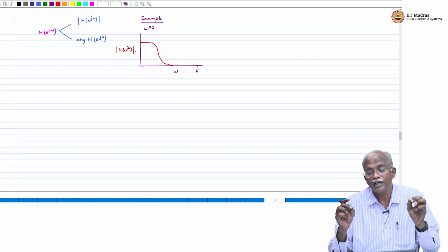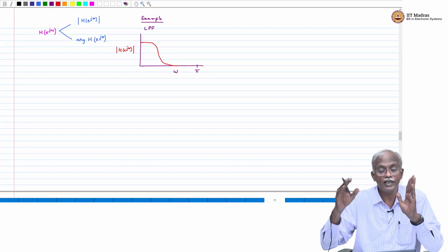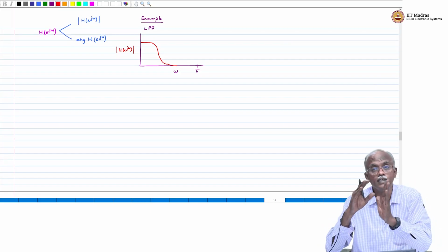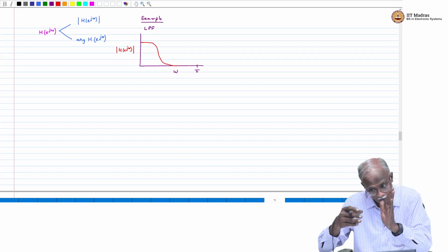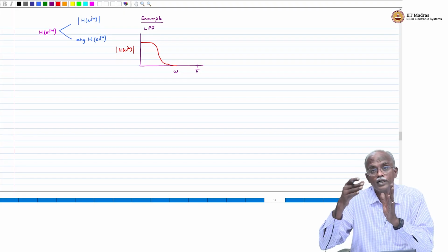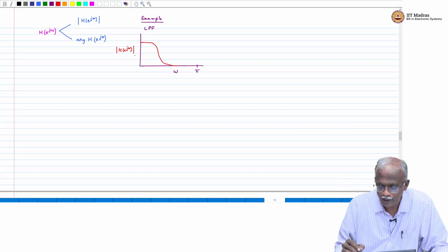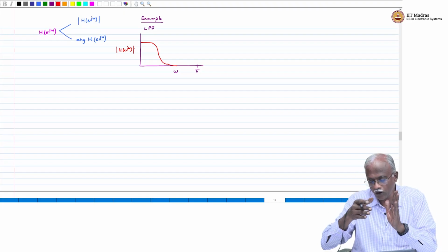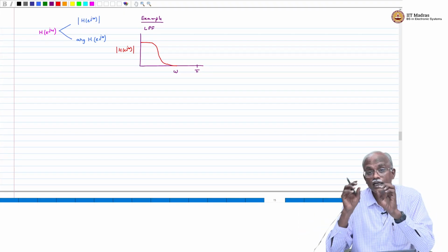Now, what we are interested in is to look at the actual variations that are present in the magnitude response of the LTI system, and particularly what happens at low values. So this particular way of representing it using the magnitude does not give us enough insight.